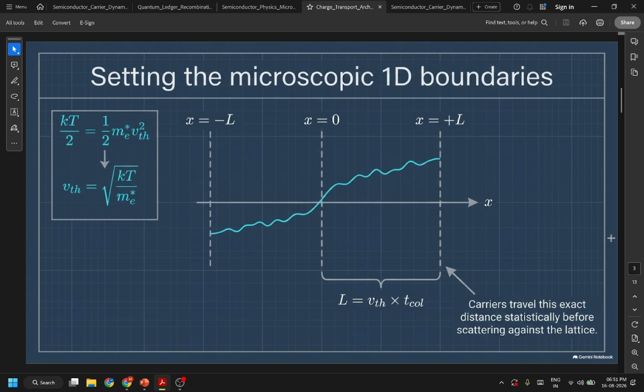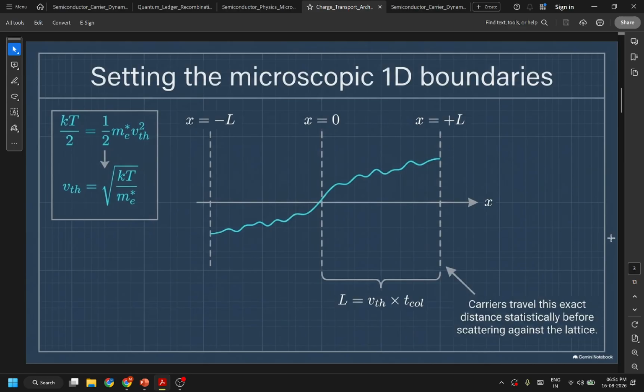To calculate, we first set a macroscopic 1D boundary from x equal to 0 to x equal to L, where L is given as vth times tau c. That is the distance carriers travel statistically before scattering against the lattice.